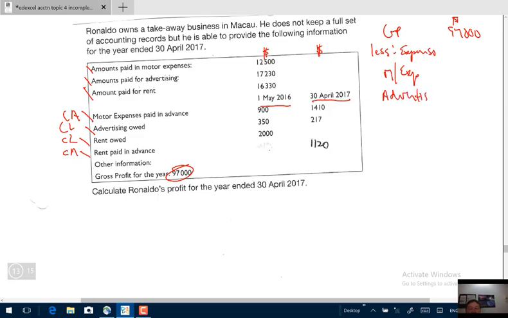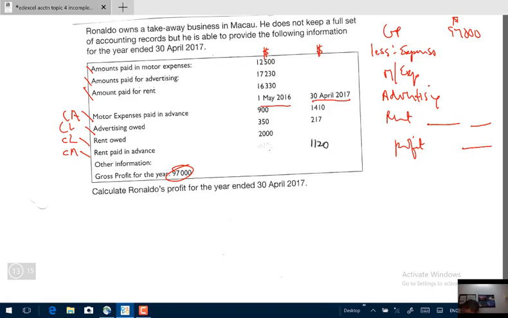When you do incomplete records, think first. Don't just get excited and jump in. All right, calm down, think first. So we need to know the expense figure for the year for these three: motor expenses, advertising, rent, and then we should be able to arrive at a profit or a loss. Now, to find these three, what must we do?